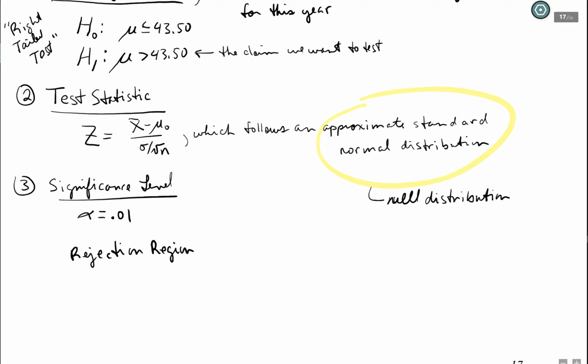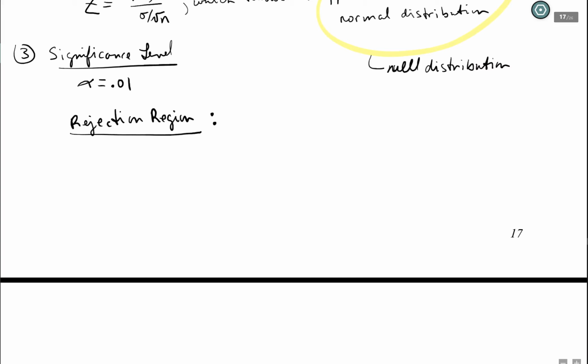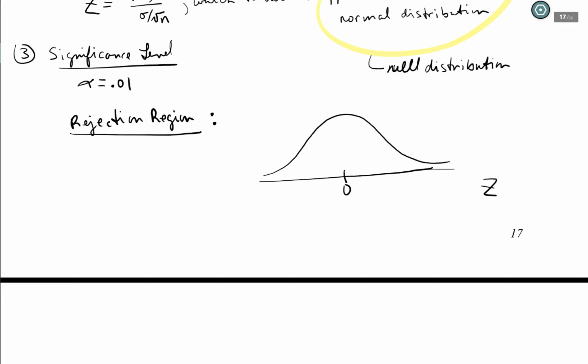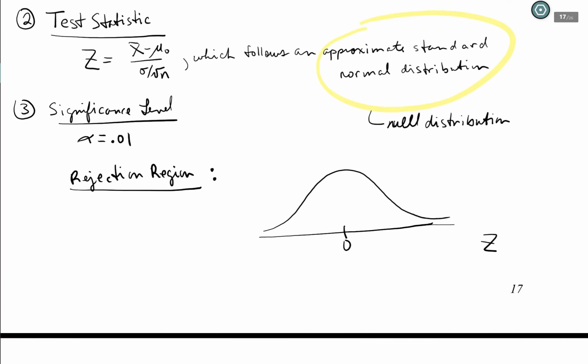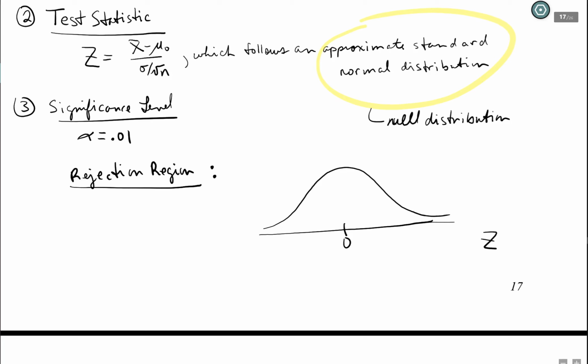Recall the rejection region is the values of our test statistic for which we reject the null hypothesis. And those values are on the null distribution. And so here's my distribution of my test statistic. It's a standard normal distribution. And because I've got what's called a right tail test, that is my alternative here again is mu is greater than 43.5, I'm going to have a right tail rejection region. And it's going to be out in the tail of the distribution.